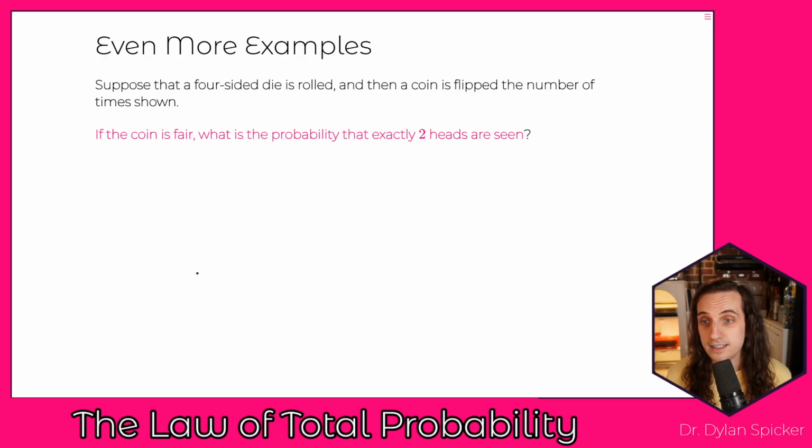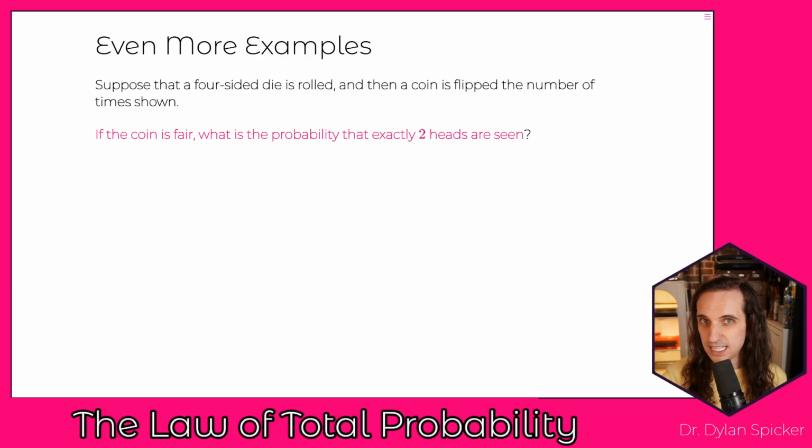Okay, so we take a look at another example here. Suppose that a four-sided die is rolled and then a coin is flipped the number of times that is actually shown on that die. If the coin is fair, what is the probability that exactly two heads are going to be seen? So we are rolling a four-sided die and then flipping a coin the number of times there. And so what are we thinking here?